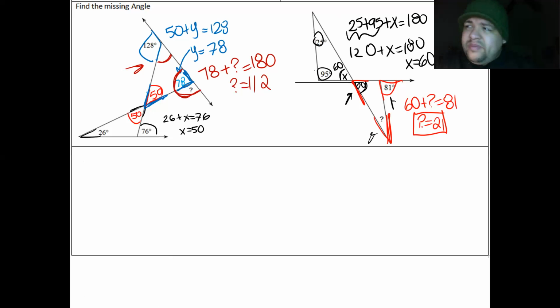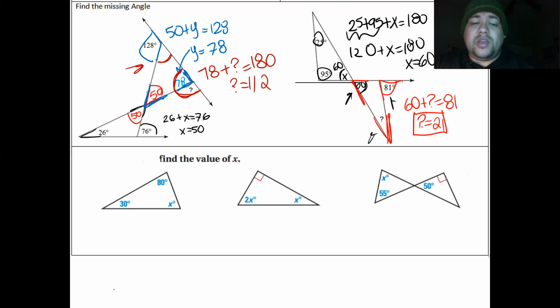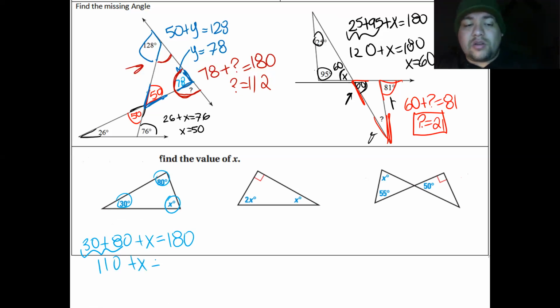Whew. The last part of our review that we're going to look at is the following. Solve for the missing values. We talked about doing these in class. The first one that we're going to get here is definitely the sum of angles theorem. So I'm going to add all these and set them equal to 180. So 30 plus 80 plus x is equal to 180. When we simplify these out, 30 and 80 is going to give me 110 plus x is equal to 180. When you do that last step, x is equal to 70.